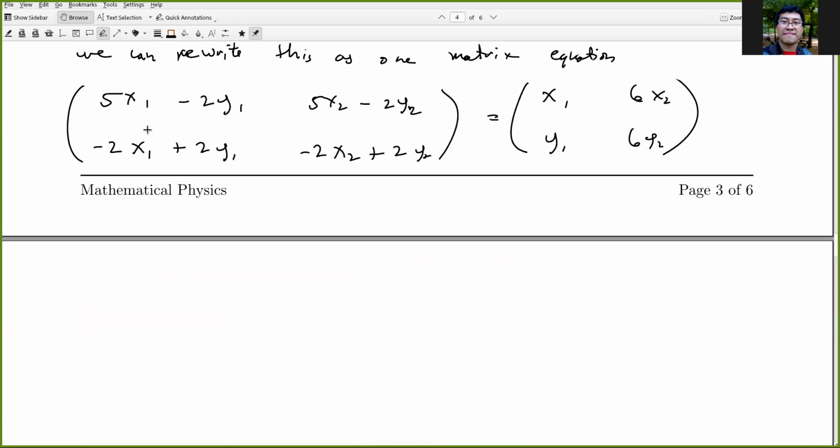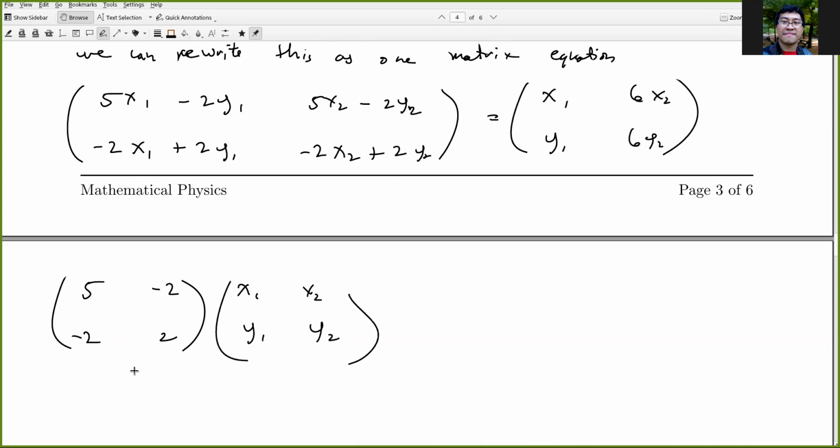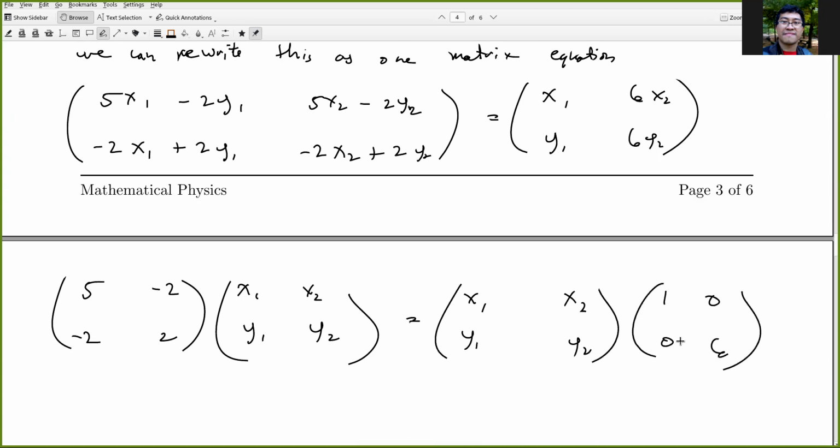And this could be also a matrix operation. Let's say if you write the coefficients 5, negative 2, negative 2, and 2. So here we can write x1, x2, y1, y2. So this here is just equivalent to this. If you want to check, you can do that to make sure that these two are really the same. Here, this can also be written as x1, y1, x2, y2 times 1, 0, 0, 6.